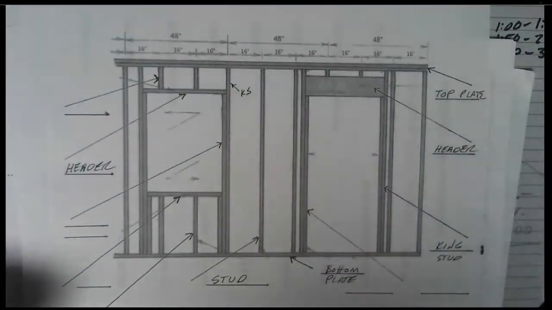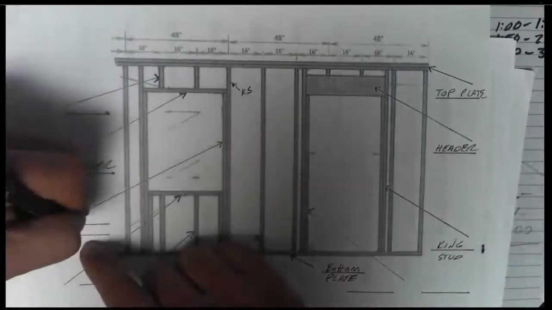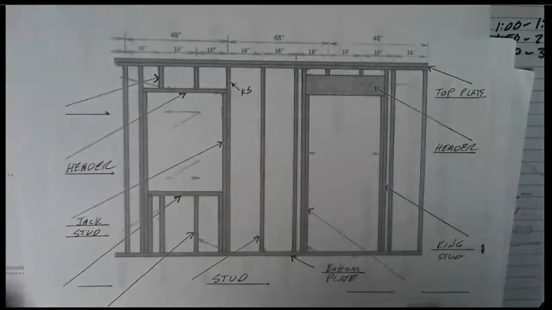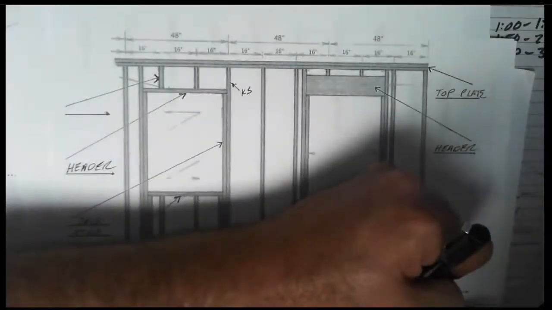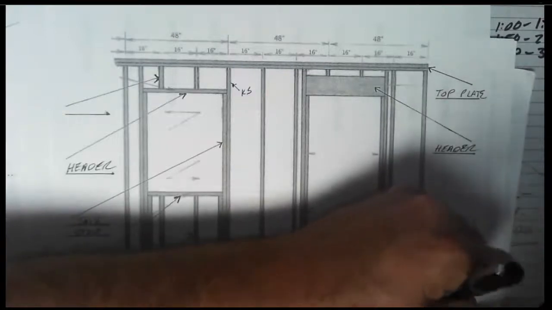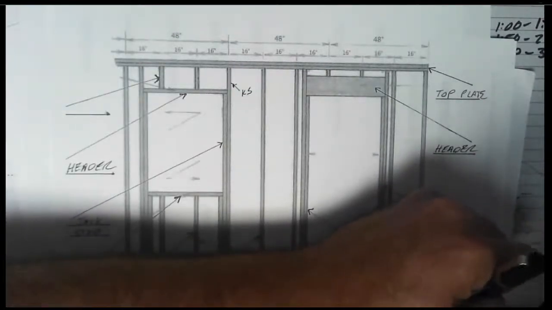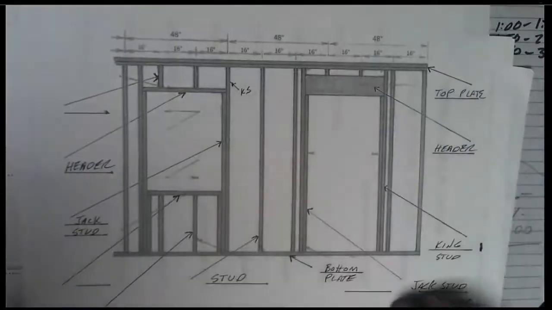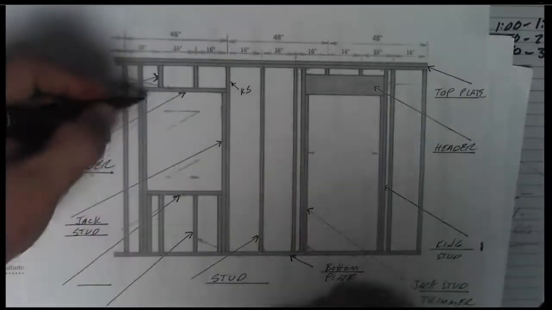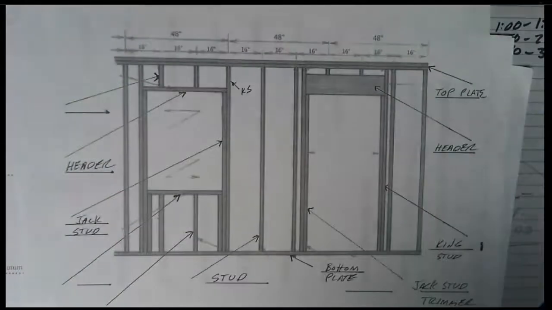After that, we have our jack stud or our trimmers, which is another name they're called. It fits underneath the header. They transfer the load that the header carries down to the bottom plate and framing beneath the wall. So this right here is an example of a jack stud, and then we have another jack stud right there. As you can see, they're the ones that are connected underneath the header.